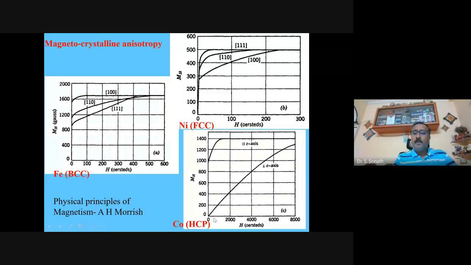Whereas perpendicular to the c-axis, that is in the basal plane, you see it's very, very difficult to saturate. Even a field of the order of 8,000 Oersted is not able to saturate. So you have to apply much more field in order to saturate this. So what you see is that the energy associated with this magnetocrystalline anisotropy will be minimum when the spins orient along the easy axis direction, and maximum when the spins orient along the hard axis. So this is one energy which we discussed yesterday.